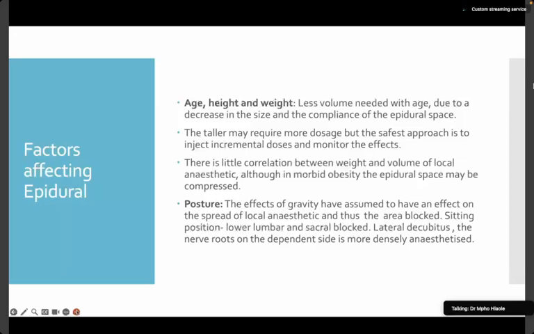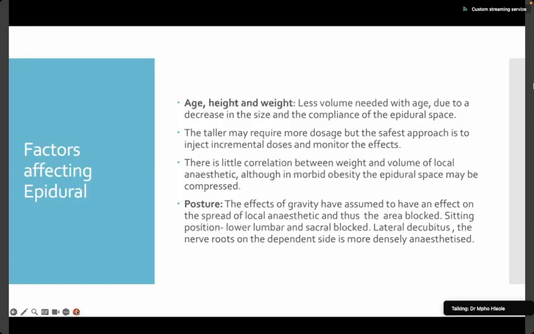So age, height, weight, they talk about this. Does age affect your epidural? Well, the older the patients become, they say there's a decrease in the size and the compliance of the epidural space. So yes, you need to give them less volume. You can't give them the same volume as a young patient.